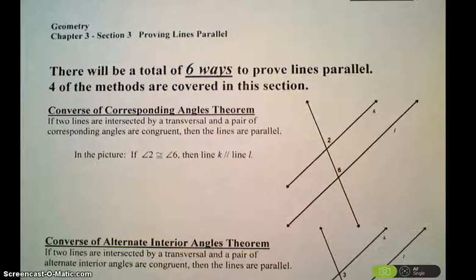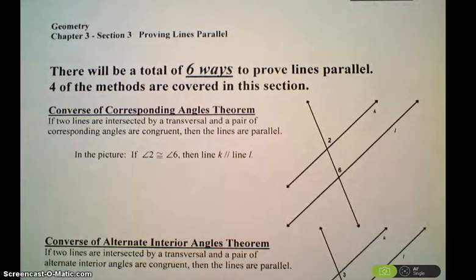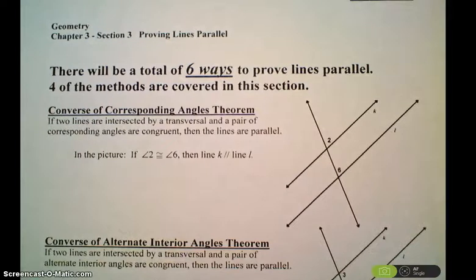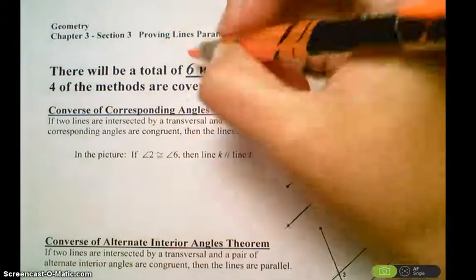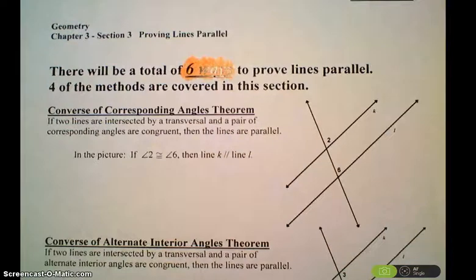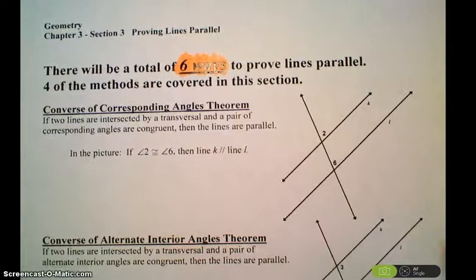Hi, we are looking at Chapter 3, Section 3, Proving Lines Parallel. First thing you want to take notice of, there will be exactly 6 ways to prove that lines are parallel, okay? In this particular section, we're going to look at 4 of those ways, and then in the next section, we'll see the other 2.